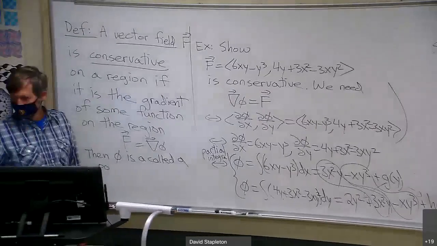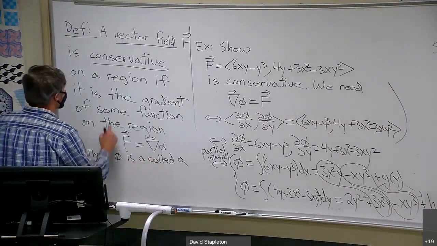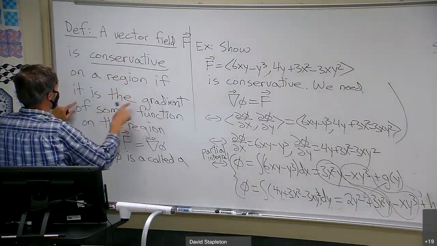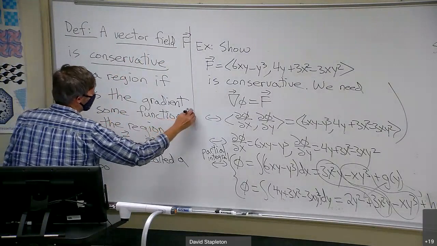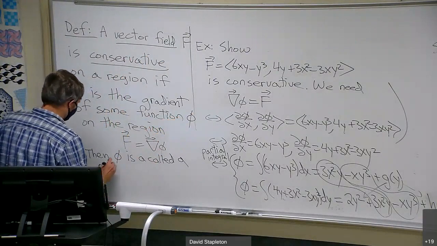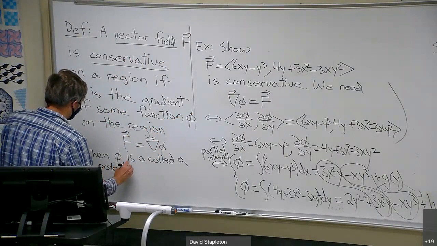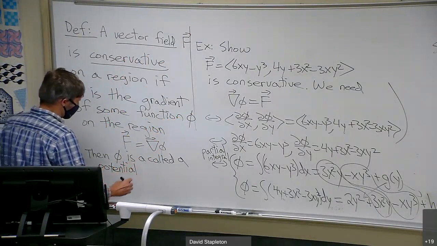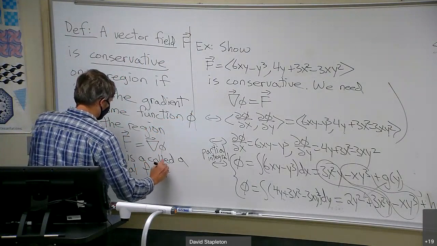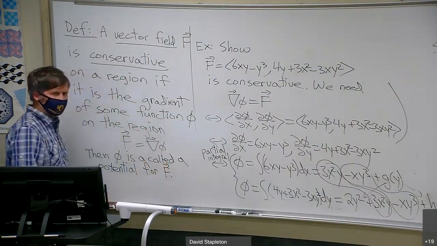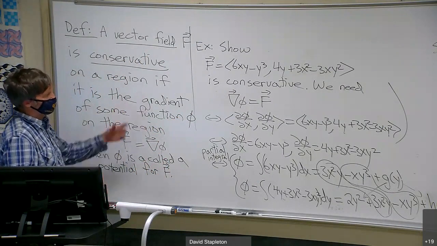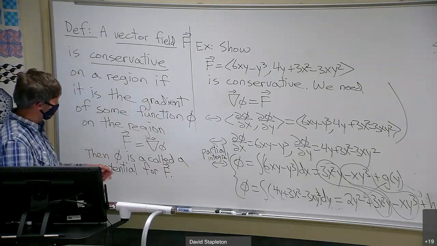Let's do that. A vector field F is considered conservative on a region if it is the gradient of some function phi on the region, F equals gradient phi. Then phi is called a potential for F. And there's an infinite number of them, but they're all equal to within a constant. Does that sound familiar? All the functions equal within a constant? Sure it does, right? Calculus 1. You take an integral, all integrals of a continuous function, for instance, are equal to within a constant.